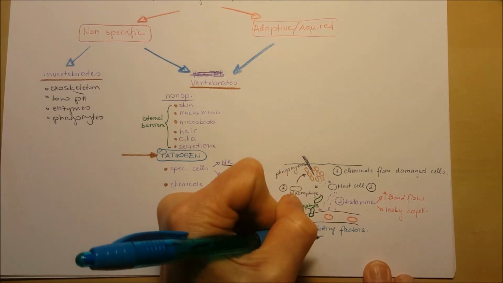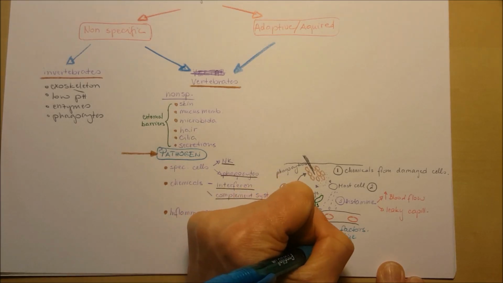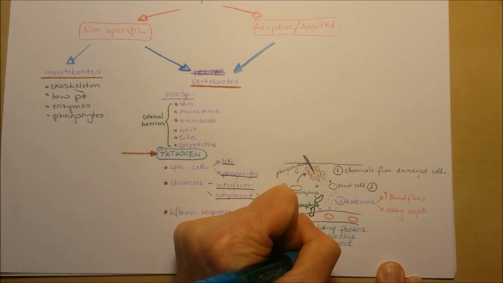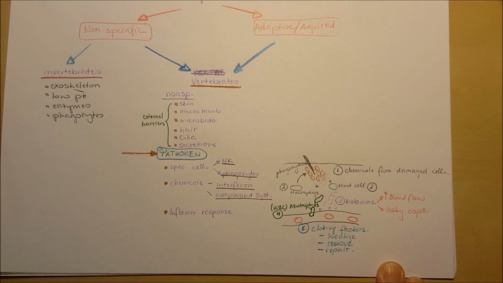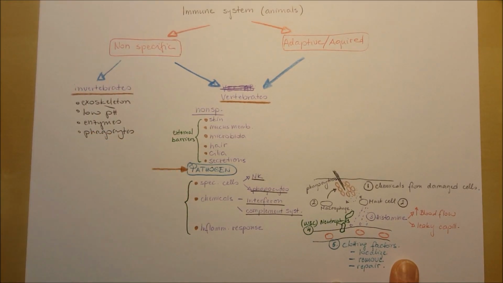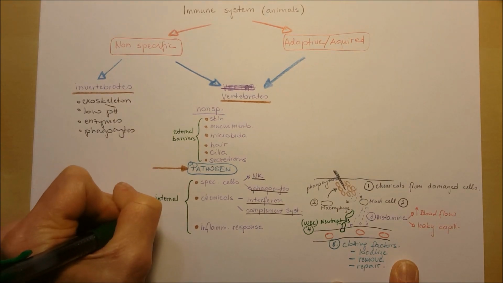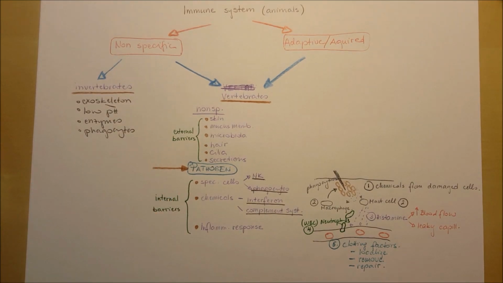Also, the fifth one is the clotting factors in inflammation. The clotting factors localize the damage, remove the attackers, and they try to repair the wound. So these three of them, special cells, chemicals, and inflammatory response, are the internal non-specific barriers.